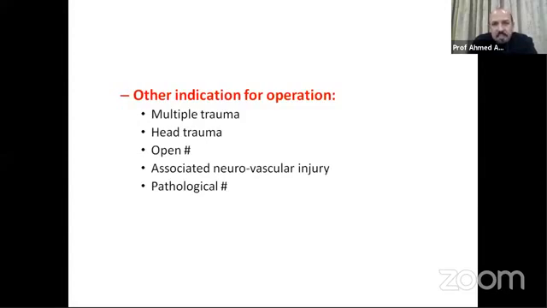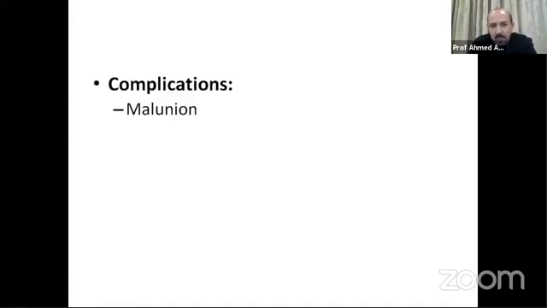Other indications for operations are polytrauma patients, head trauma because of the early union, open fractures, associated neurovascular injury, and pathologic fractures. Generally speaking, we have specific complications for the femoral fractures. The most common is malunion. We can have also overgrowth, undergrowth, the reverse.